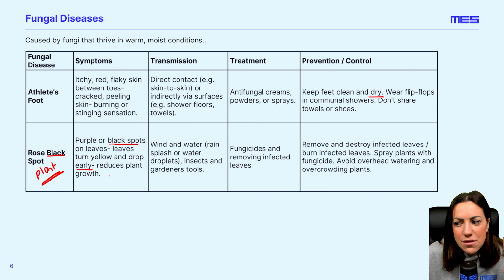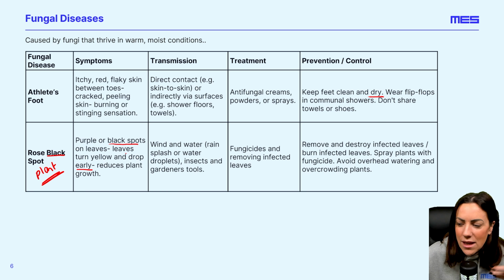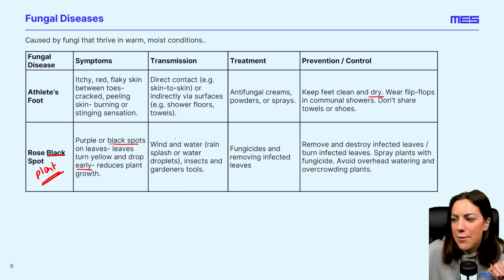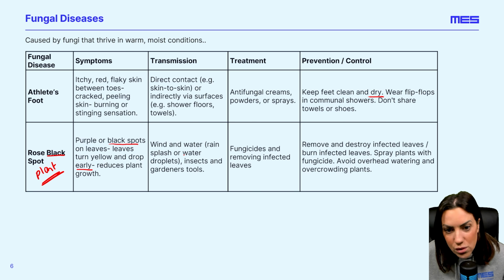And this is going to reduce plant growth because obviously fewer leaves, less photosynthesis. Now, this is transmitted via the wind, which may blow fungal spores from one infected plant to a healthy plant, or water, like rain splashes, which can wash the fungal spores from one infected plant to a healthy plant. It can also be spread via insects moving from plant to plant, or on gardeners' tools, or on gardeners' hands.